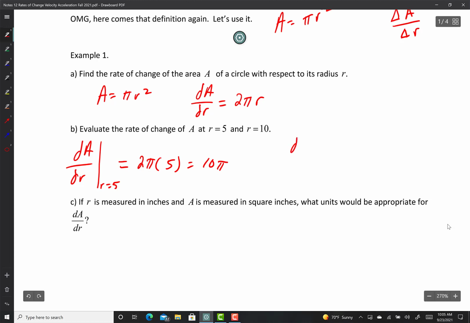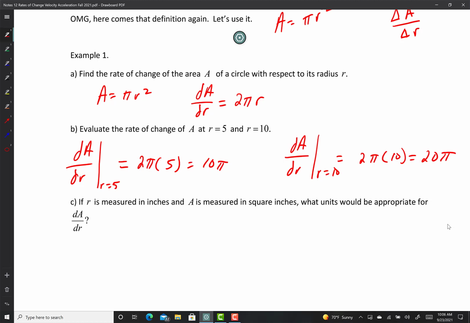Here we go. dA/dr when r equals 10 is equal to 2 times pi times 10, and that is 20 pi. And there are units, but we'll talk about the units coming up next.